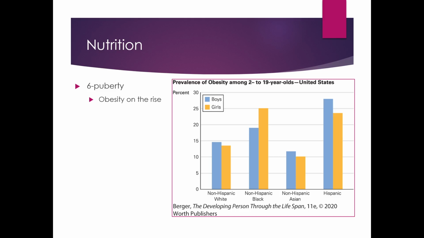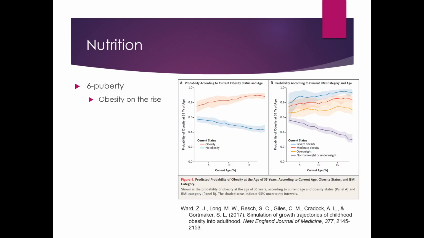And what you're seeing overall is that for non-Hispanic whites and non-Hispanic Asians, the obesity patterns are pretty similar for males and females, or boys and girls. But for non-Hispanic blacks, girls are much more likely to be obese, and for Hispanics, boys are more likely to be obese. So there are some sex differences in certain ethnic groups in the US.